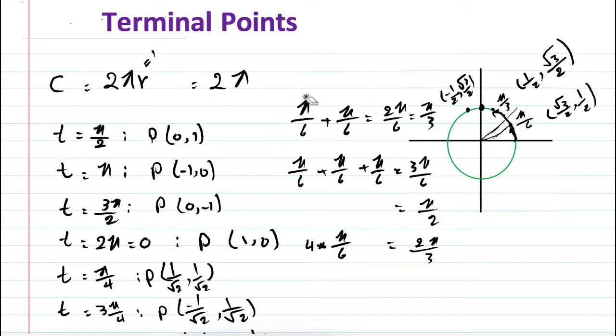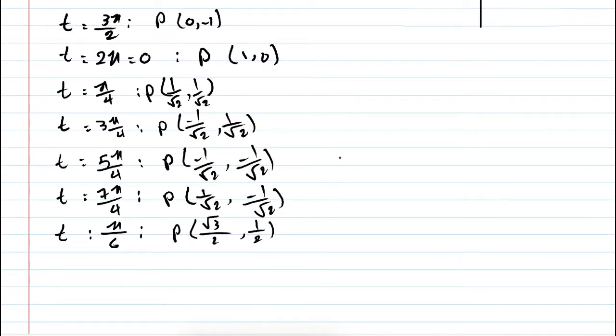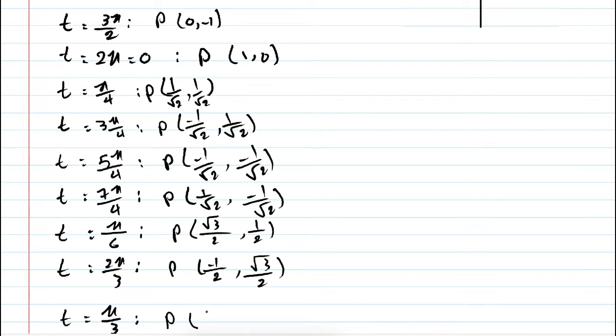Let's delete all this. For t equaling 2 pi over 3, we have P being negative 1 over 2 and the square root of 3 over 2. Let's not forget to write pi over 3. For t equaling pi over 3, our P is the reflection around the line y equaling x. So it will be 1 over 2 and the square root of 3 over 2.